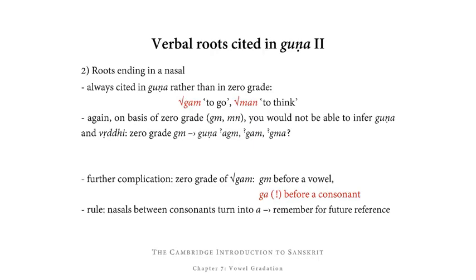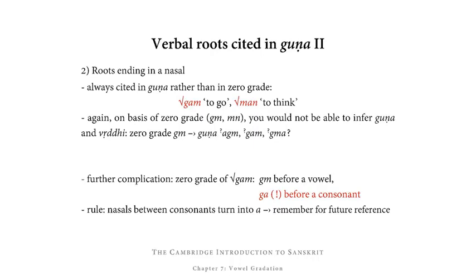But in the case of gm and mn, there is no vowel, and therefore you cannot know where you should add guna a. So for example, on the basis of gm, you can't know whether guna would be agm, or would be gam, or would be gma. So with the a added at the beginning, or in the middle, or at the end of the root. Again, if you cite these roots in guna, you avoid that problem. If you have the root in guna, you can easily tell what its vritti would be. So on the basis of gam and man, we get gaam and maan. And you could also easily tell what their zero grade would be, namely on the basis of gam and man, we would get gm and mn.